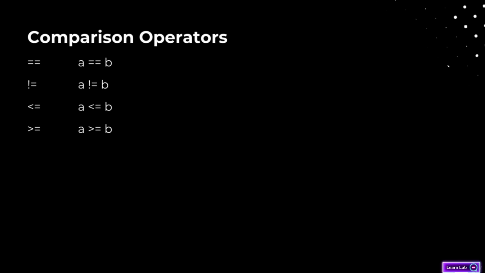This returns true if the left operand is greater than or equal to the right one. For greater than, the syntax is A > B. It returns true if the left operand is greater than the right. For less than, the syntax is A < B. It returns true if the left operand is less than the right.